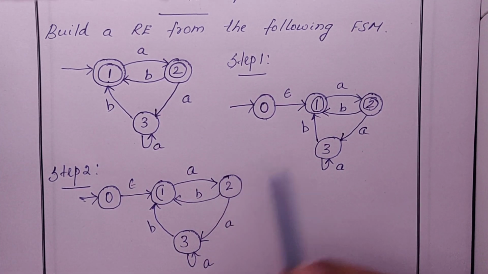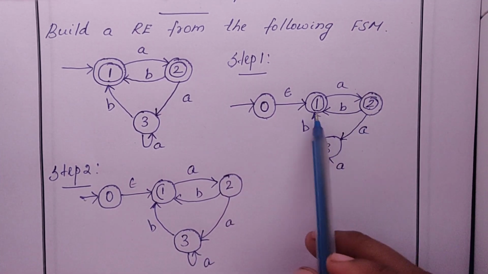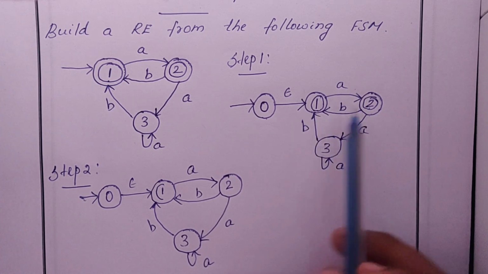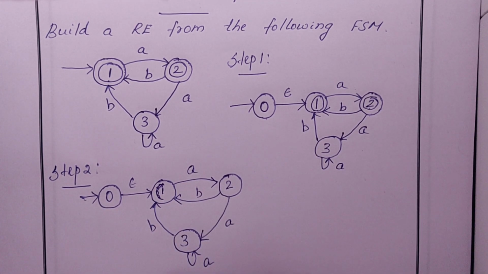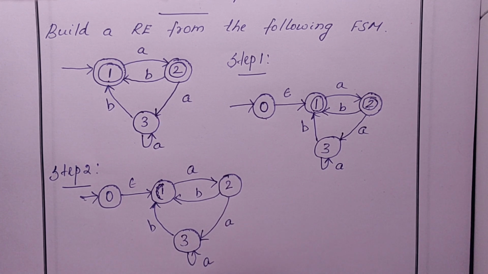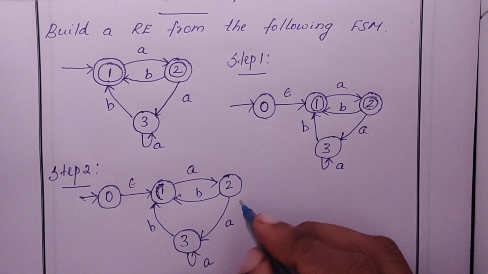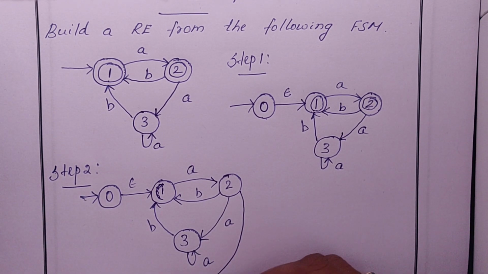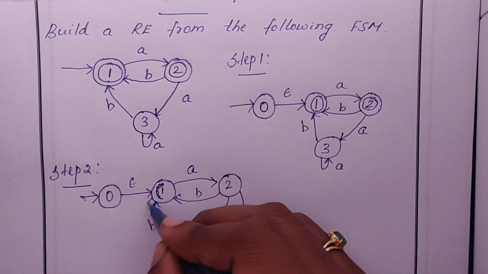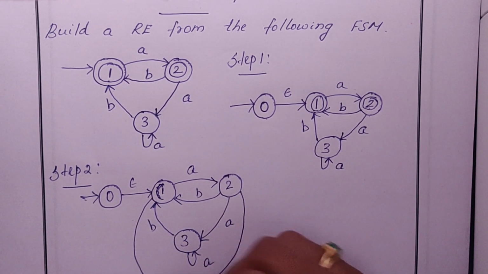Okay. So these 1 and 2 are my old final states. Right, so this will not be my final state. I'll make a new final state. I'll make this as state 4. Right, connect this new and old final states.